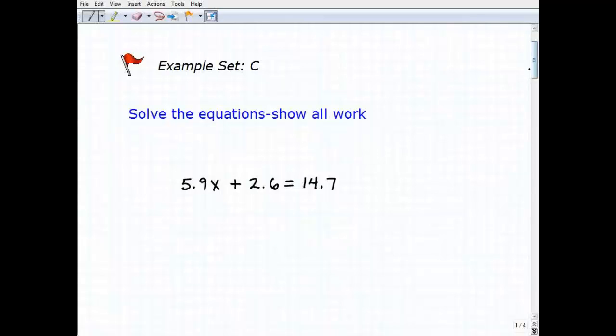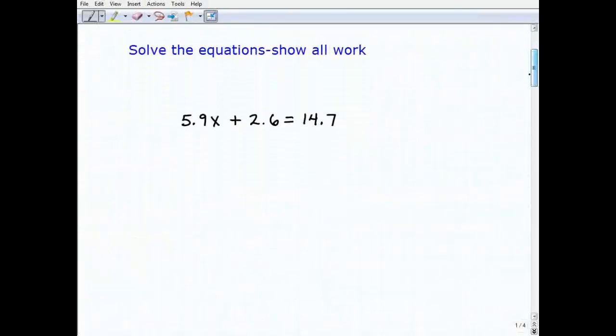Now, in this particular group of problems, we're going to be working with decimals, so obviously you're going to want to have a calculator. But it's not going to change the steps we're going to take. All right, so let's go ahead and tackle our first problem here. The first thing I want to do is isolate my variable term, which is 5.9x. To do that, I'm going to subtract 2.6 from both sides of the equation.